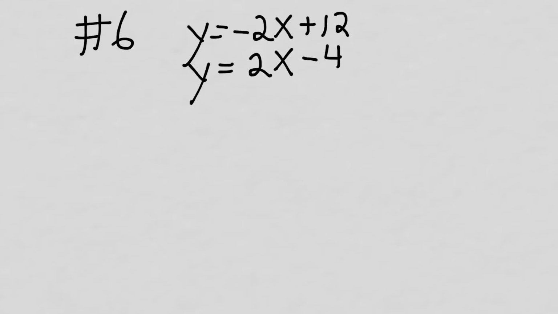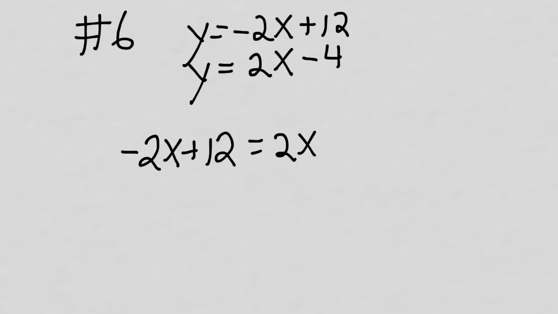All right. For number 6, our second problem with substitution, let's just go ahead and jump into it. I'm going to write the first equation down. Minus 2x plus 12 equals y. But from the second equation, we know y also equals 2x minus 4. So I've set these up to where there's no y in this equation, and now I can solve for it.